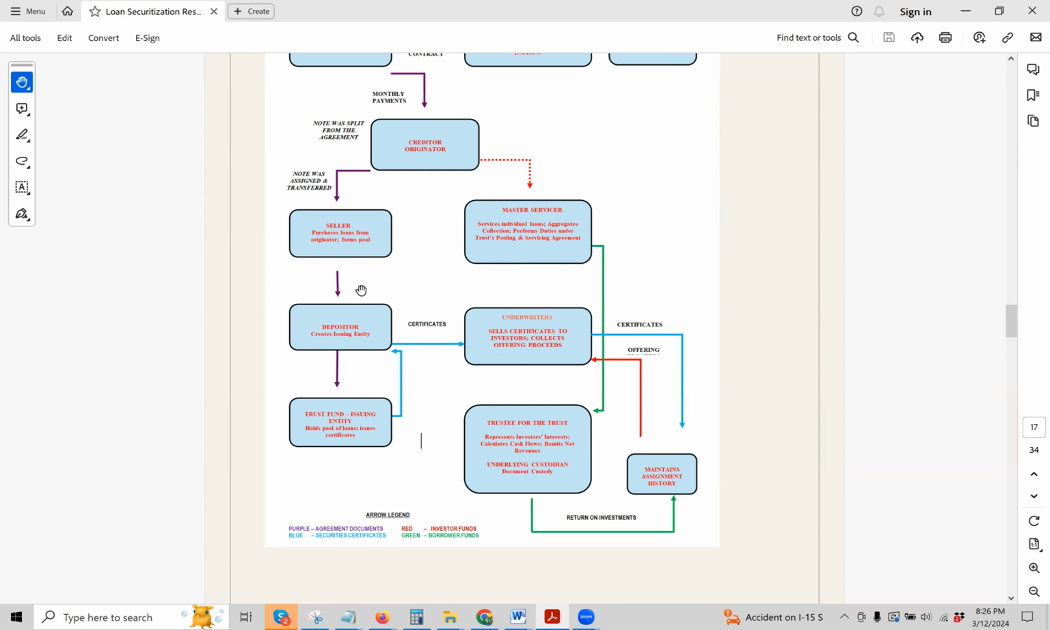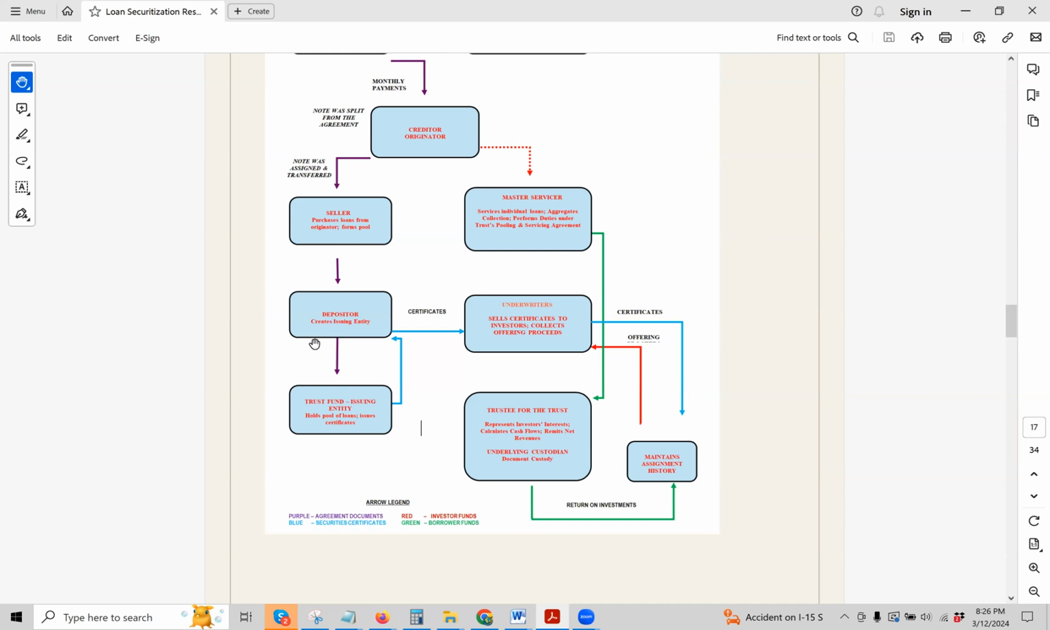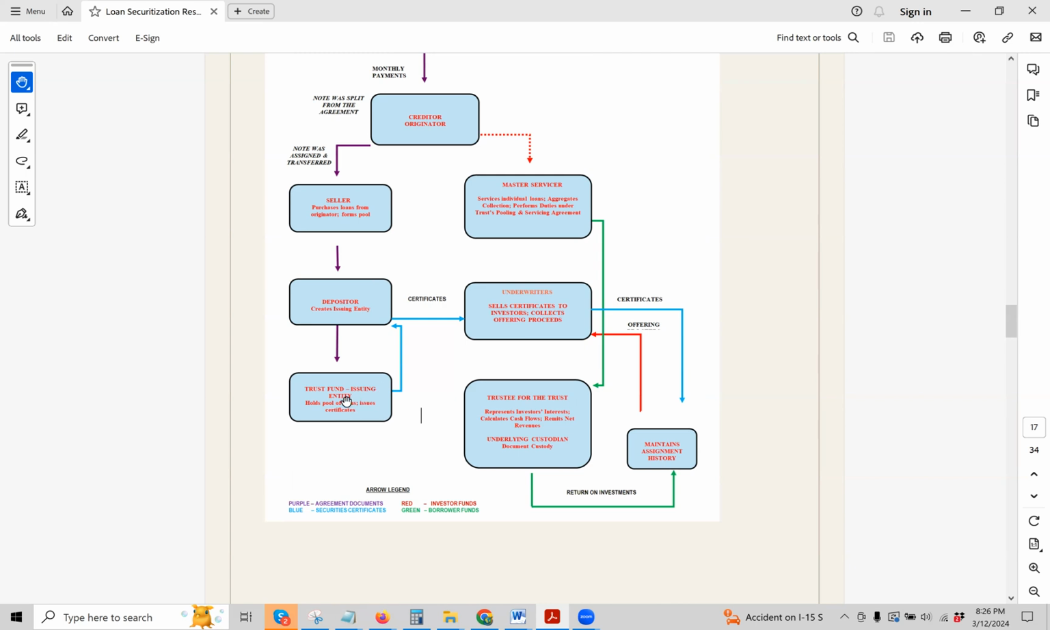And the seller going down to the depositor, again, creates the issuing entity. The trust fund issuing entity holds a pool of loans and issues certificates. There it is again, okay? And you see this is the process. Lender to seller to depositor to the trust fund and the issuing entity. And then it goes back to the depositor. And then the certificates are issued here.